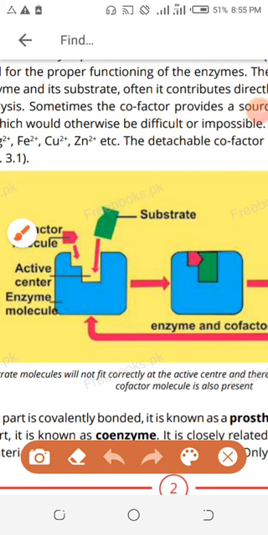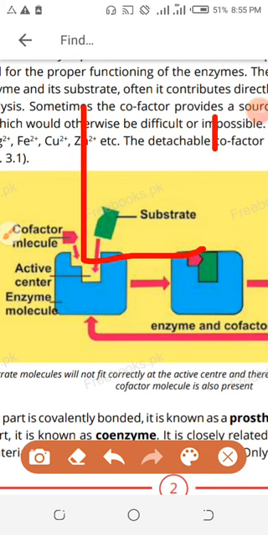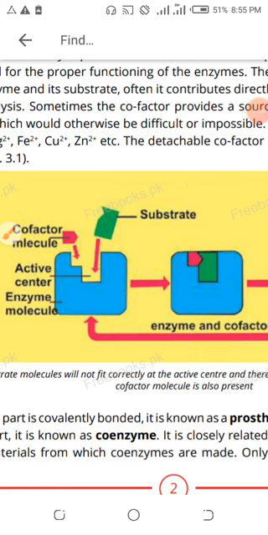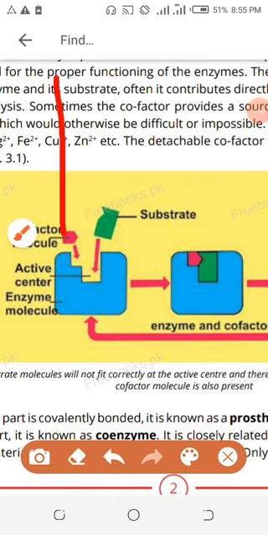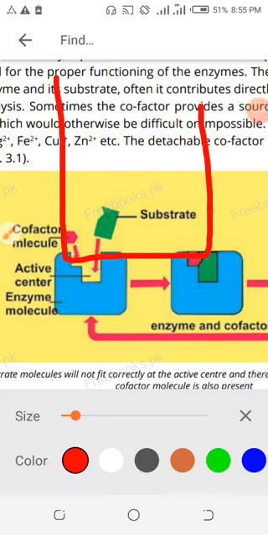Look here. If you see this one, this is the active site, and in this active site, a positive charge. Okay, I will make it again. I want to decrease the pointer size as well, because I will show it differently. This is a positive charge, right?